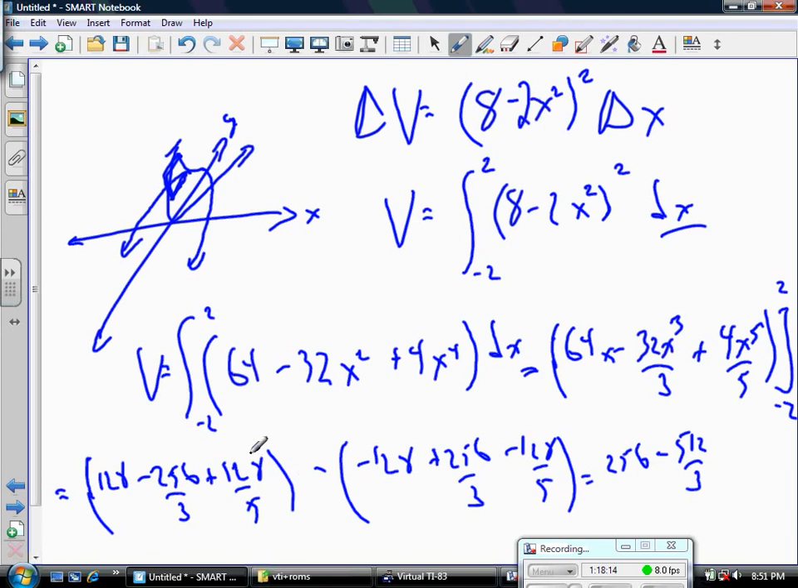512 thirds. And it's 128 minus a negative 128 fifths. When you subtract the negative, you're really adding, so you end up with plus 256 fifths. And you can play with this and get an easier answer. That's it. I'm done.